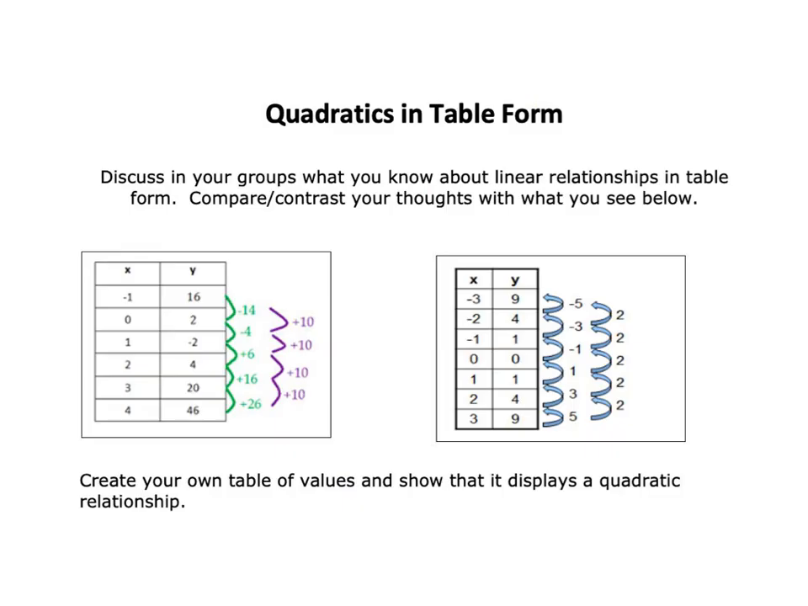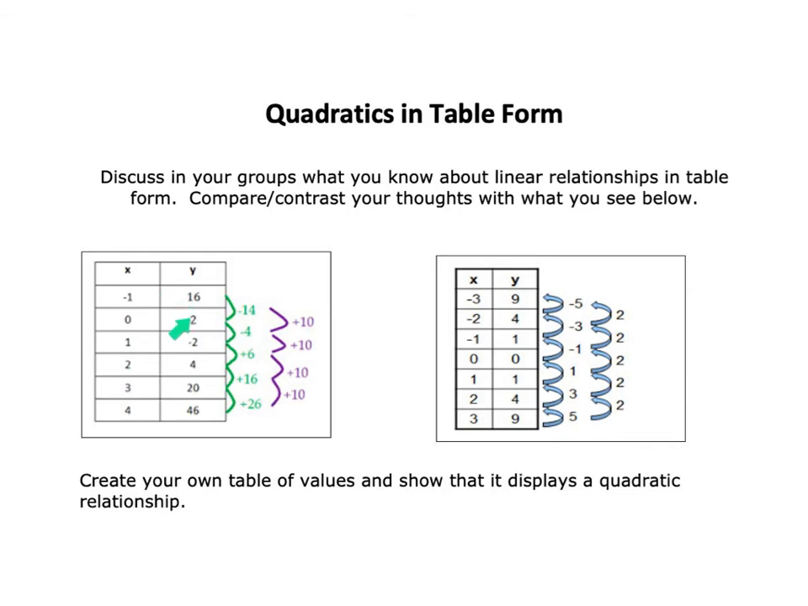Now let's look at quadratics in table form and how we can identify them. With linear functions, we would just find our rate of change. We found our change in y over our change in x. Let's see if we can notice any sort of pattern here. As I go down the x's, it's going up by just 1. What's happening with the y's?